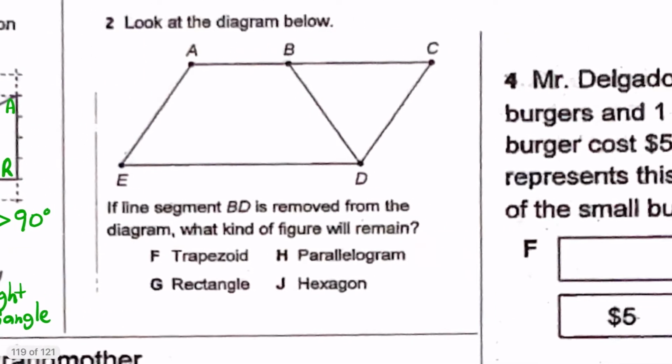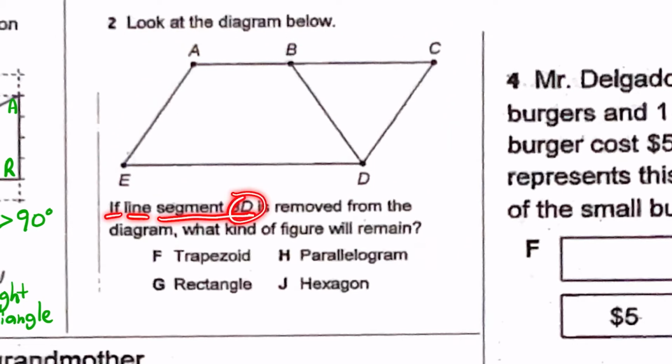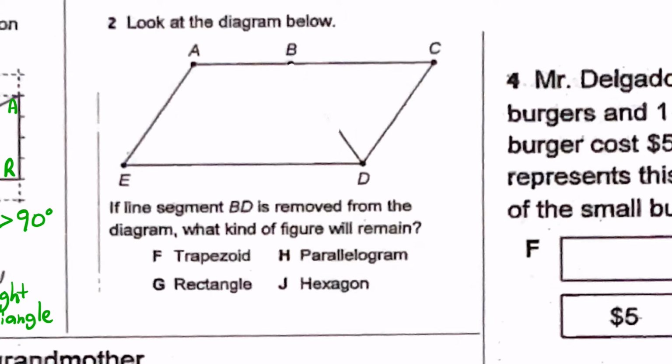It says, look at the diagram below. And here is my diagram. It says if line segment BD, when you're looking at a line segment and they're telling you BD, they mean this one, BD. So if line segment BD is removed from the diagram, so we take it away, but what they mean by remove is by imagining that it's not there anymore, like this, what kind of figure will remain? What kind of shape are we going to have there?